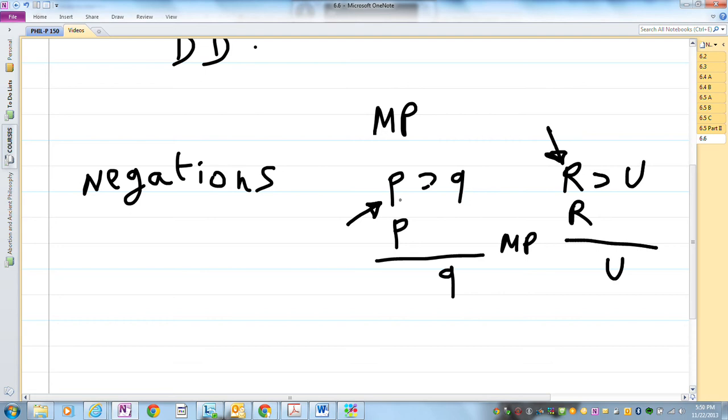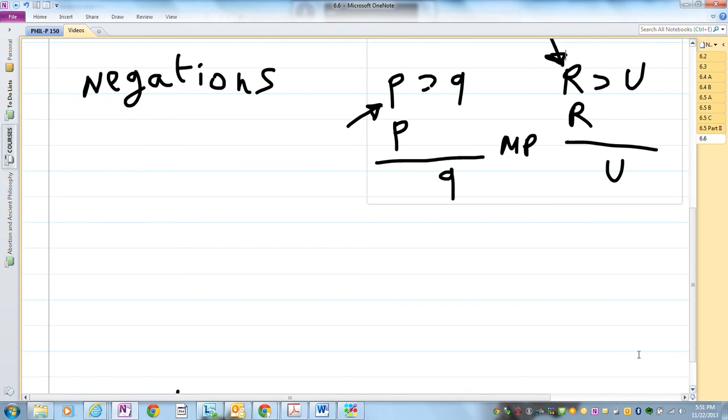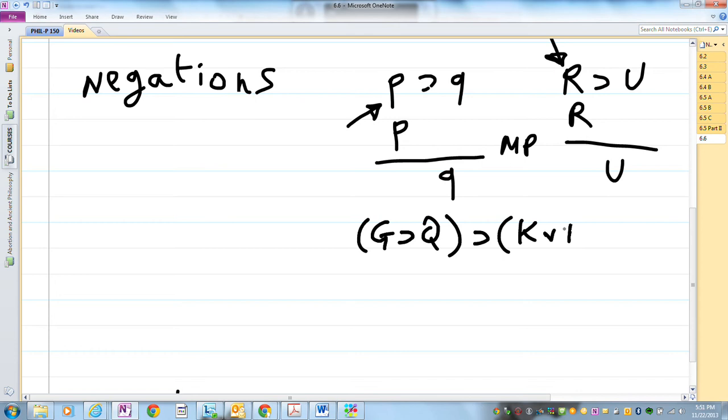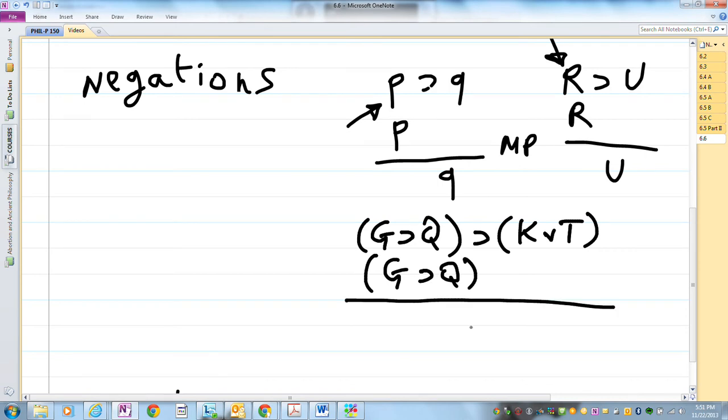And so lowercase p stands for any formula whatsoever of our language, not just a letter, but even a more complicated formula. Suppose that you have something like this. Suppose you have: if G then Q implies K or T. Then the second premise is if G then Q, and you infer K or T. Do you see that this is still modus ponens?